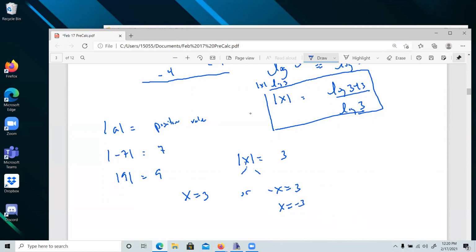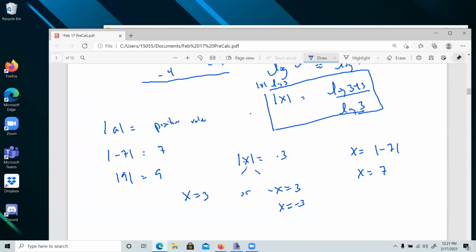Because if I put 3 or -3 in here, that's what's going to make this equation true. So the only time we break it like this is when there's a variable inside of the absolute value, right? If you have x is equal to the absolute value of -7, well, then x equals 7. We don't have to worry about it. But when the absolute value is around the variable, that's when we have to break it apart like this.